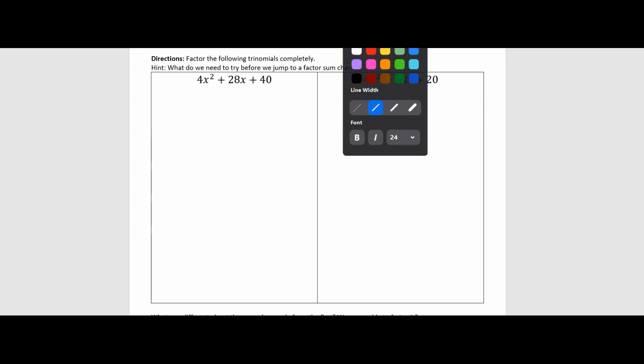Now, you'll notice the a is not equal to 1, right? There is a 4 instead of a 1 here and a 4 instead of a 1 here. But if you think back to some of the challenging problems from last lesson, can we use the GCF before we use our factor sum chart method? So GCF first. If we can get the a equal to 1, we can then use the factor sum chart. So pause the video, give those ones a go, and then come back and join us for a discussion.